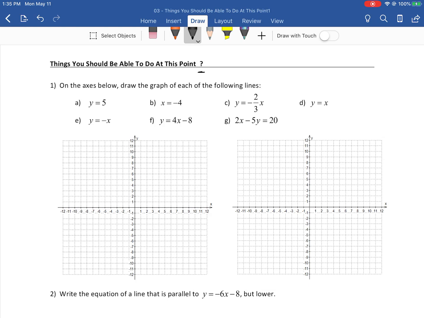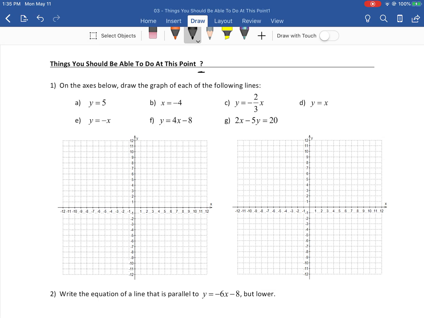Okay, first part of the lesson, stuff you should know at this point. And if you don't, watch this part of the video very carefully and watch it again if any of it's confusing, because this is stuff from last chapter and from the first two sections of this chapter that should be pretty straightforward. It asks, on the axis below, draw the graph of each of the following lines.